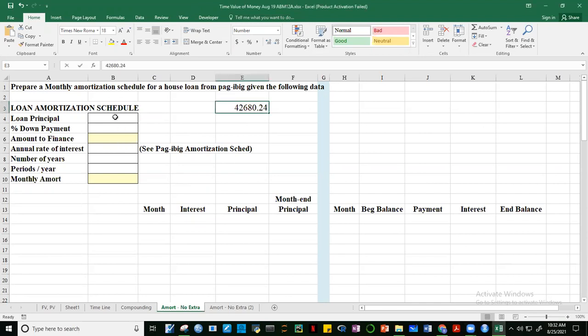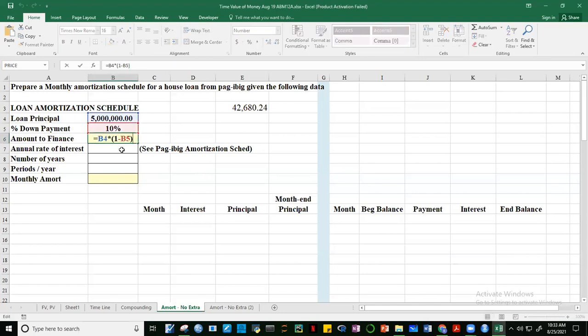So, ang loan principal natin is 5 million. Let's fill this up. 5 million yung ilo-loan natin, ano? Percentage down payment according to Pag-ibig, it's 10%. So, ang financeable amount natin is 5 million times 1 minus the down payment. Okay? So here we're computing kung magkano na lang yung loanable amount natin. So it's 4,500,000.